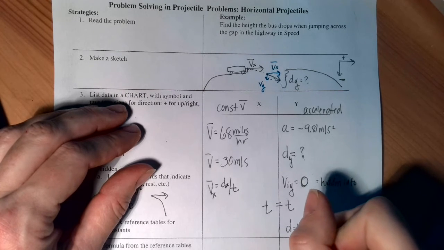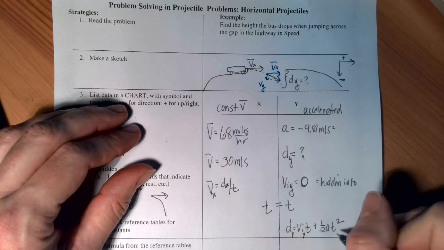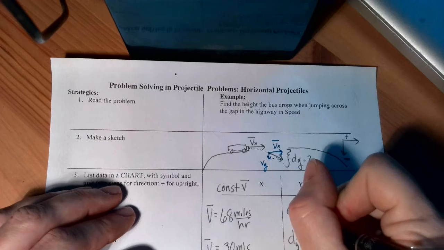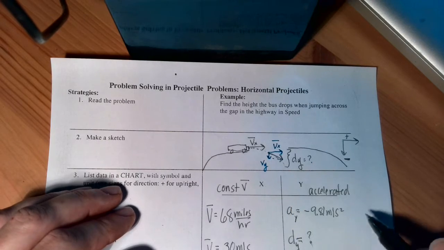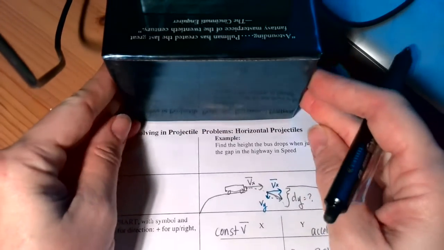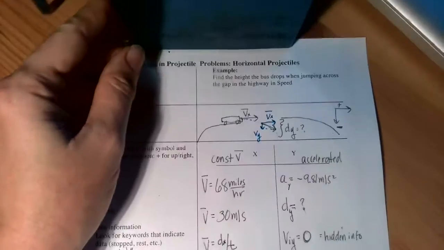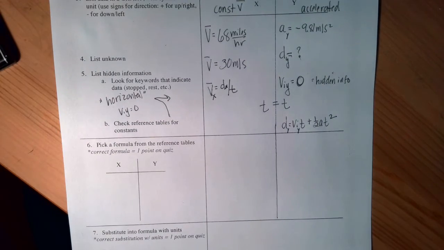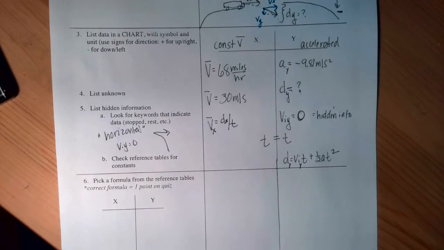You can either be really careful about keeping your X separate from your Y, or you can put little y's here. I don't usually bother to put a y next to the acceleration, but realize that that is the y acceleration.